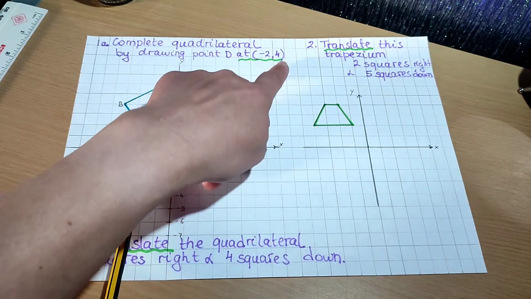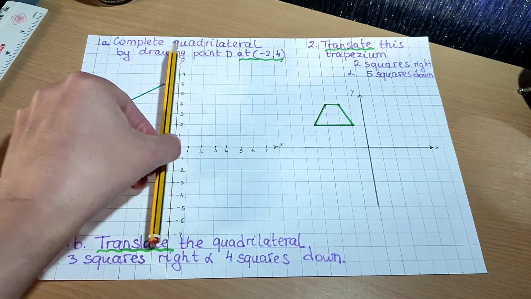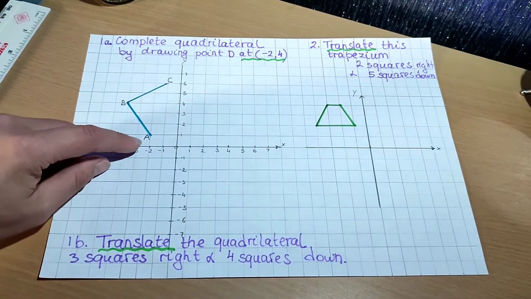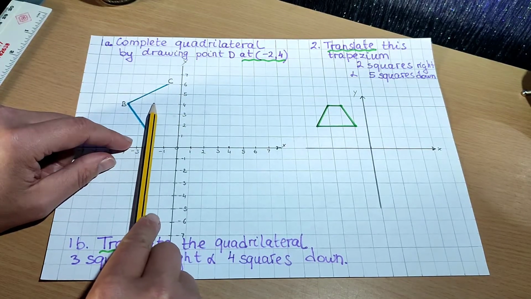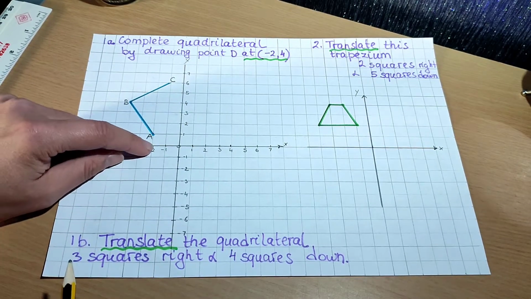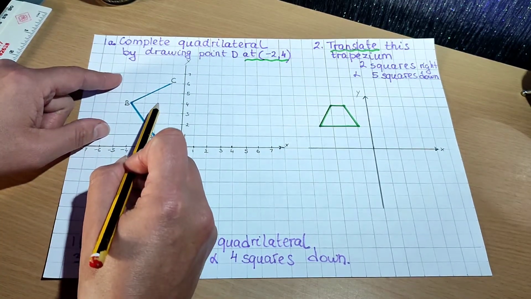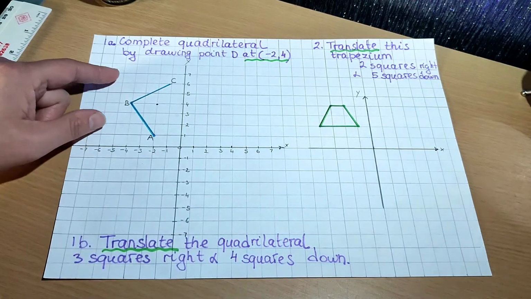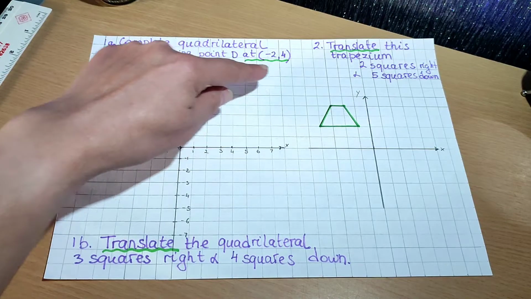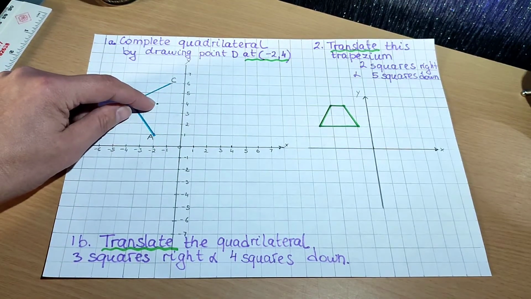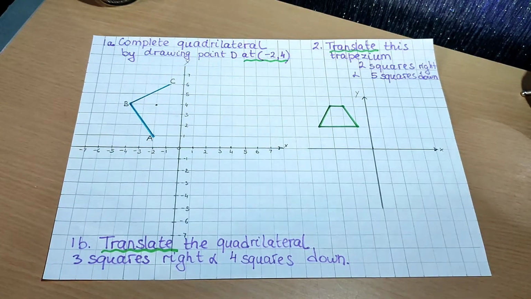And the second number is always from the vertical line, from the y-axis. So this was -2 and this is 4 on the y-axis. -2, 4. So this is where our point D should be. So it says complete quadrilateral by drawing point D at -2, 4, which we have done. This is our point D. So now let's complete this quadrilateral.